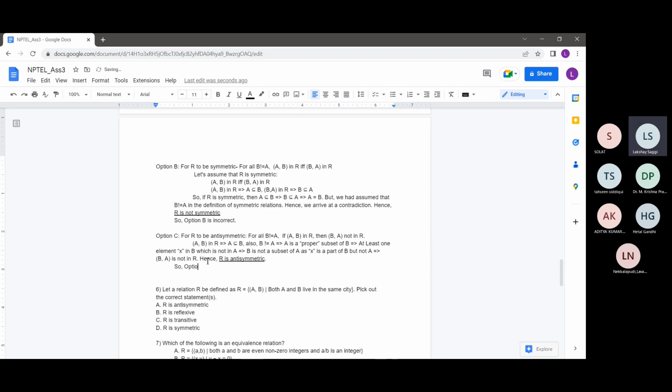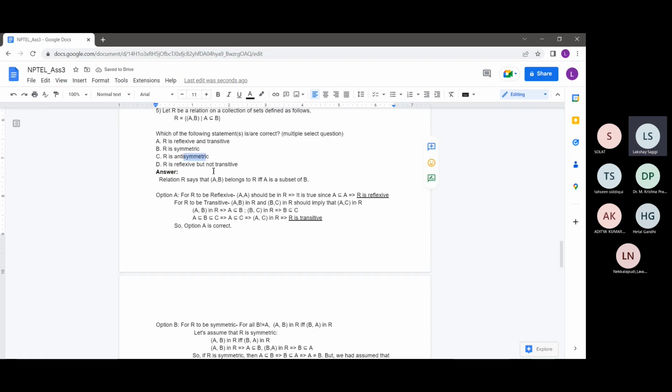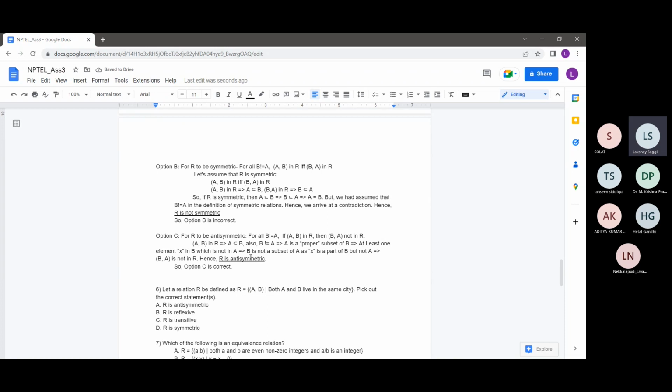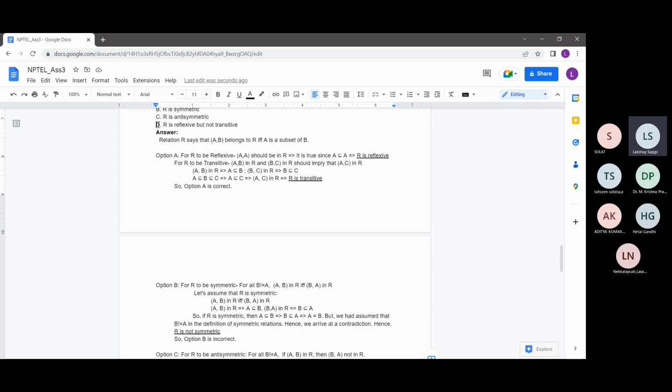I hope this is clear to you guys. So option C is correct. Option C was saying that R is antisymmetric, and we have shown that R is antisymmetric: if A comma B is in R and B is not equal to A, then B comma A is not in R, as we have seen. Similarly for option D, we have already shown that R is reflexive, but we actually showed that R is transitive in option A. So option D is incorrect.